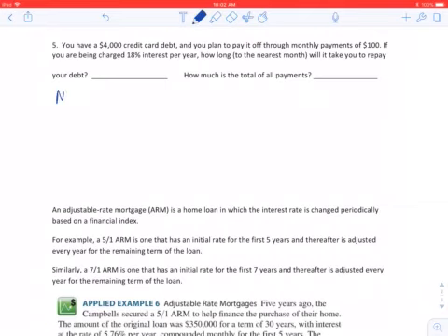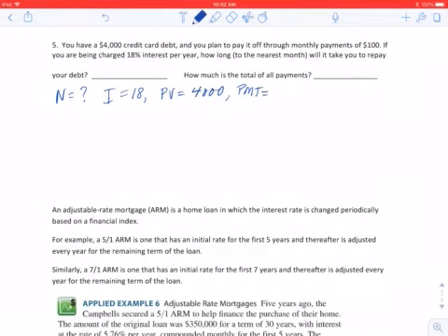Our N is what we're trying to find. Our I is a very large rate of 18%, and that's pretty standard for credit cards. If you can get a lower rate, then that's great. Present value. Anytime we have the loan, the present value is the amount of the loan. This is $4,000, and we have put that in our pocket and then spent it on something, so that's positive.